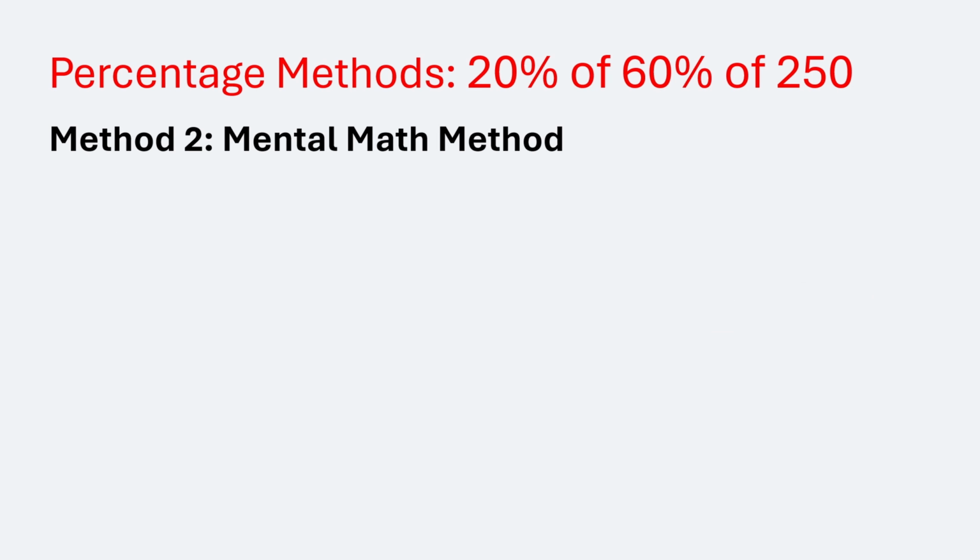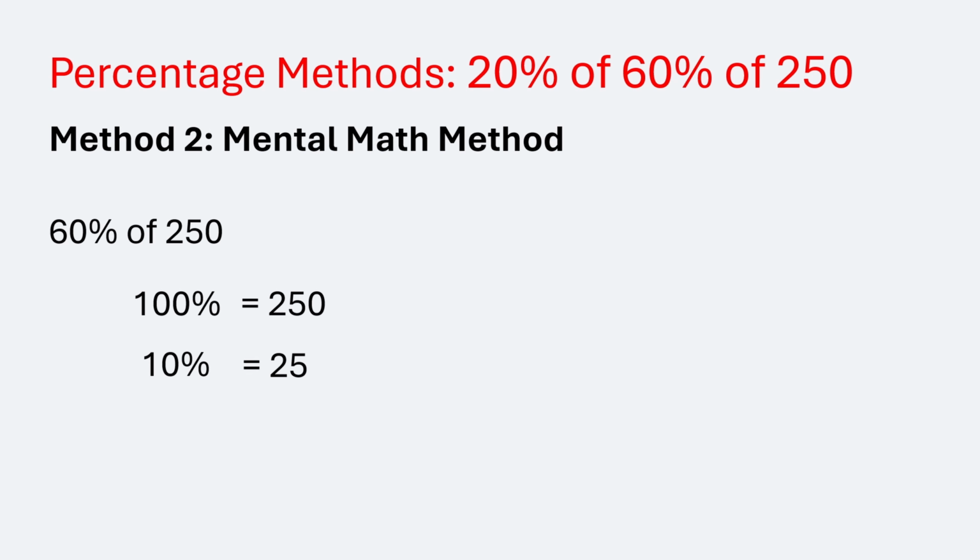Method 2. Mental math method. First, we find 60% of 250. Here 100% is equal to 250. 10% is equal to 25. So 60% is 25 times 6, which is 150.